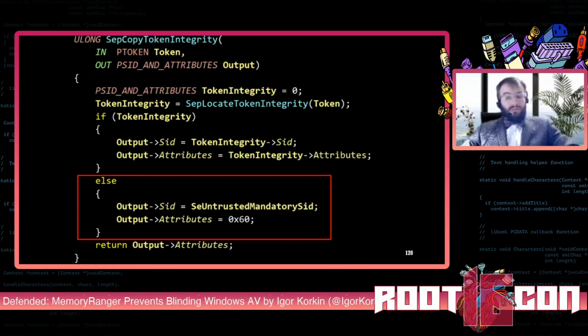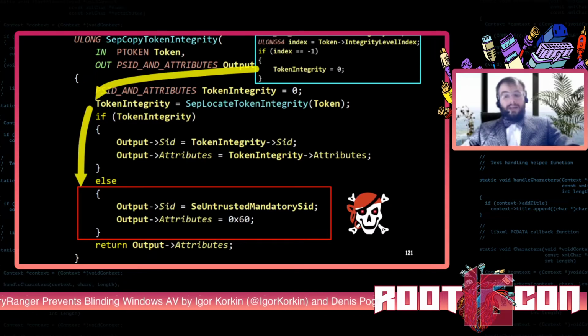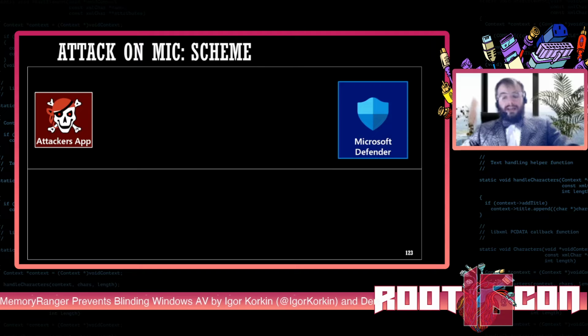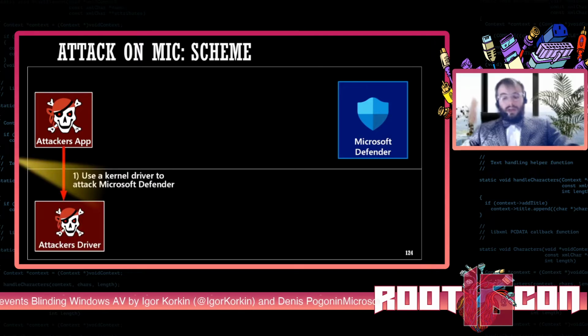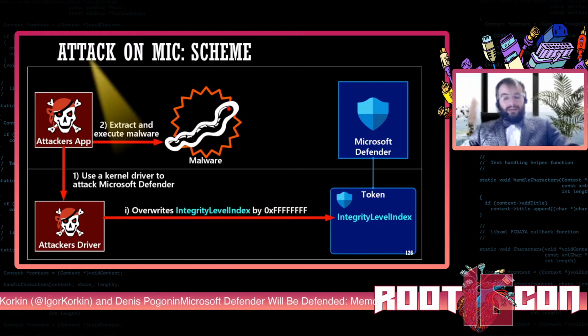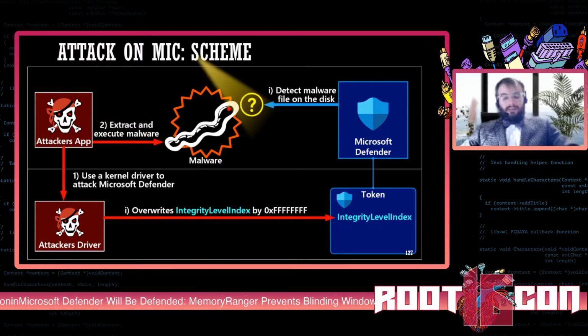It means that by setting -1 to the integrity level index, attackers can mark the target process as untrusted. Let's see how it can happen. At first, attackers can load a kernel driver to override the integrity level index, and after that they can extract and launch a malware sample. We will see if Defender will be able to detect malware files and malware process.